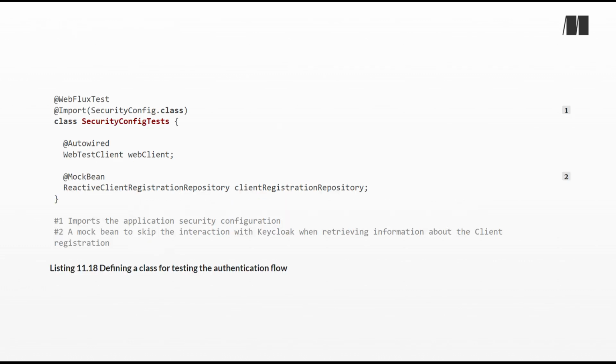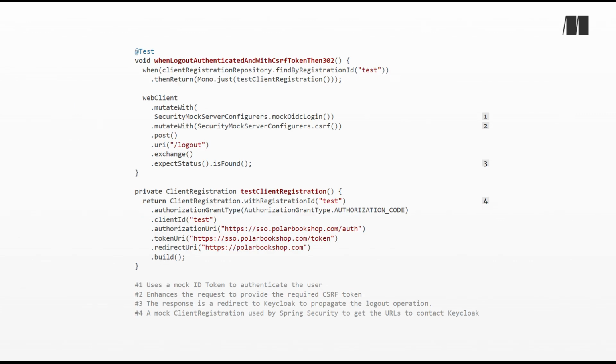Create a new SecurityConfigTest class and use the same strategy you learned in the previous section to set up a Spring WebFlux test with security support, as shown in the following listing. Listing 11.18, Defining a class for testing the authentication flow. Then add a test case to check whether the application returns an HTTP 302 response after sending an HTTP POST request to /logout with the correct OIDC login and CSRF context.